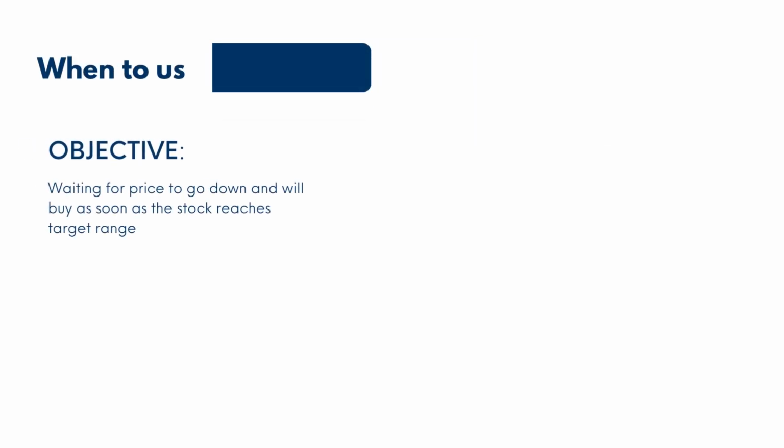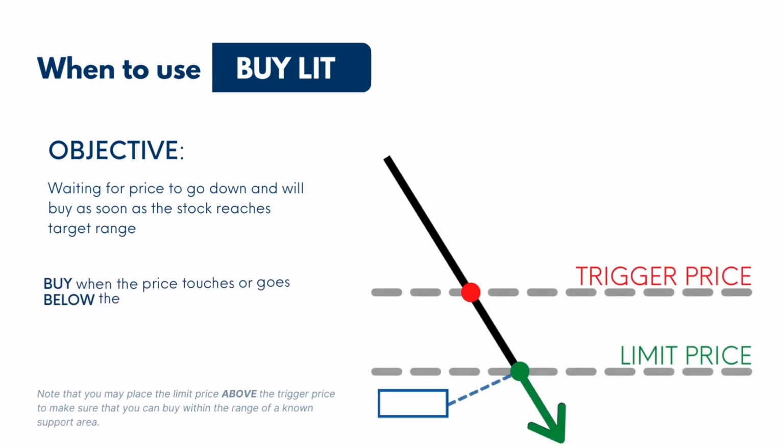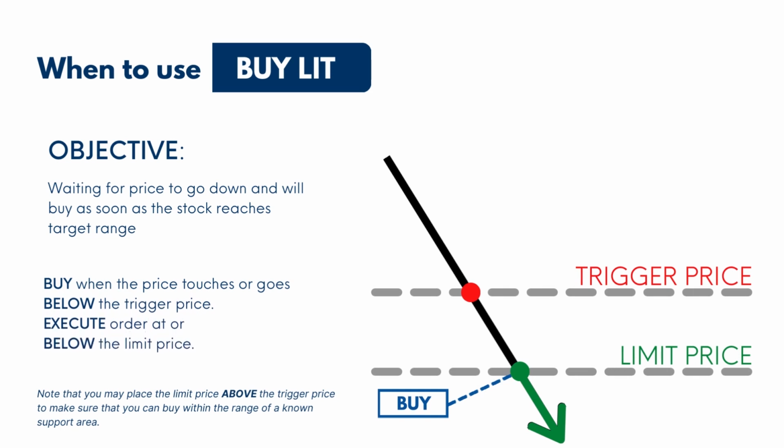What about buy limit if touched or LIT? If you plan to buy on a dip, or you're waiting for the price to go down and will buy as soon as the stock reaches your target range. With LIT, you buy when the price touches or goes below the trigger price. Your order is then executed at or below the limit price.